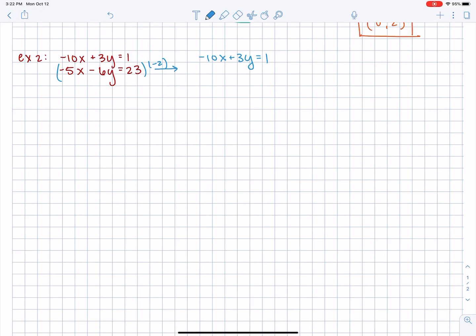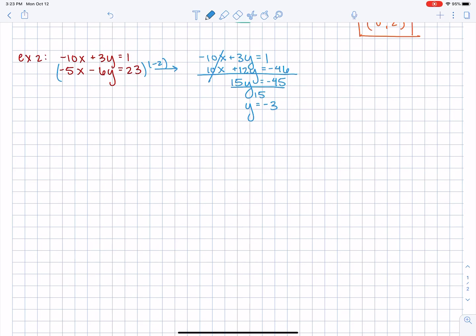So negative 2 times negative 5 is 10x. Negative 2 times negative 6y is a positive 12y. And 23 times a negative 2 is a negative 46. Okay, so now that this is a negative 10 and a positive 10, when I add these equations together, negative 10x plus 10x goes away. 3y plus 12y gives us 15y is equal to a negative 45. Now when I divide by 15, we get that y is equal to negative 3.